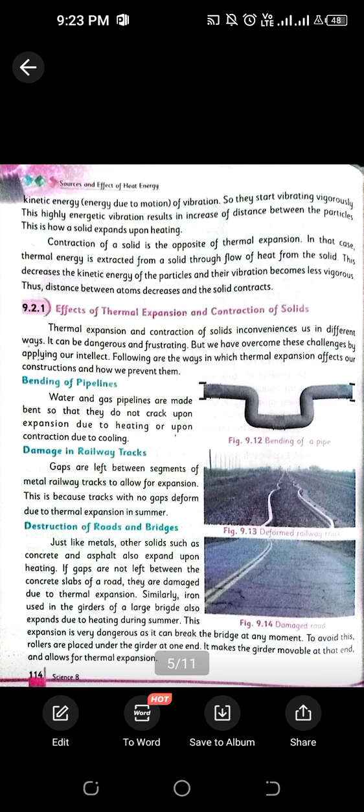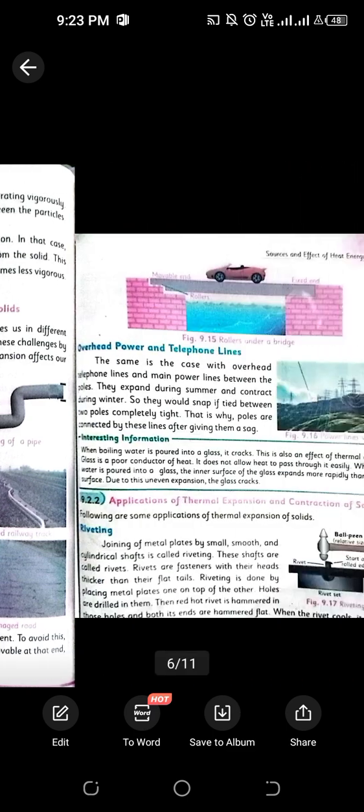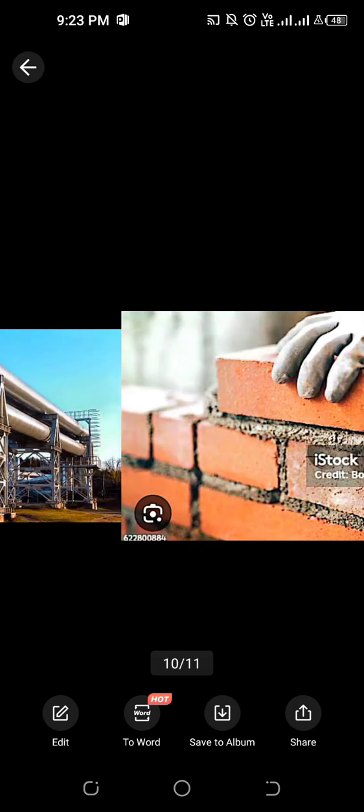Scientists and all the people, like physicians, have used their minds and intellects to cope with all these difficulties and problems. Clear? Okay, so following are the ways in which thermal expansion affects our construction and how we prevent them, how thermal expansion affects our construction area. First of all, I wanted to ask you a question. Here is a picture for that.